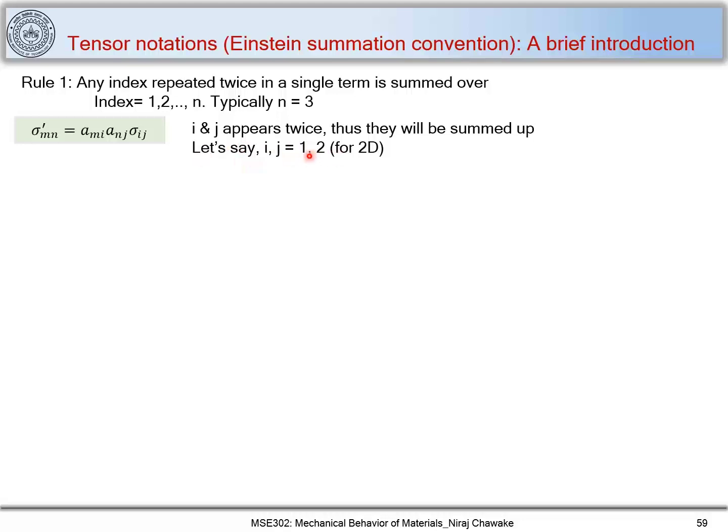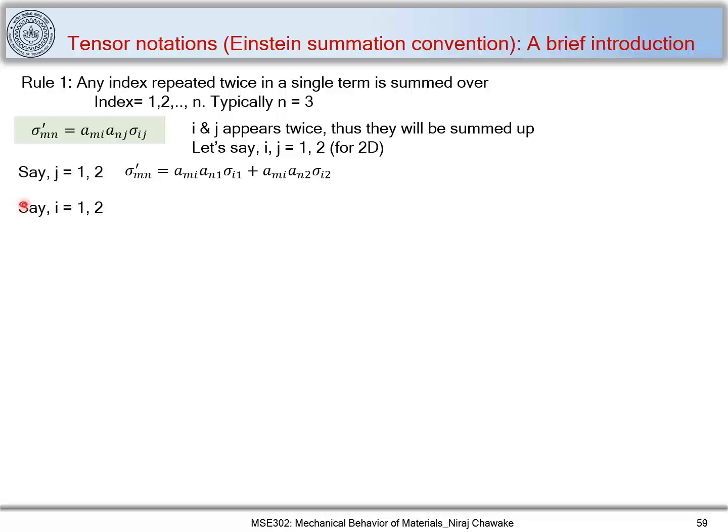Let's say i and j take the values 1 and 2, they move from 1 to 2, for the 2D case. So let's take the first condition, j takes values of 1 and 2. Let's expand this term. So you have sigma dash mn equal to a_mi a_n1 sigma_i1 plus a_mi a_n2, now here I am taking j equal to 2, and sigma_i2.